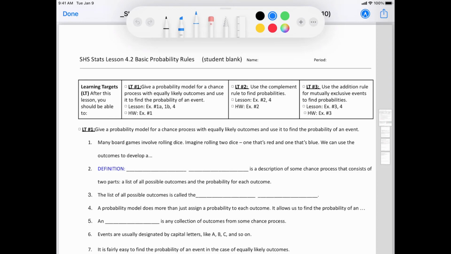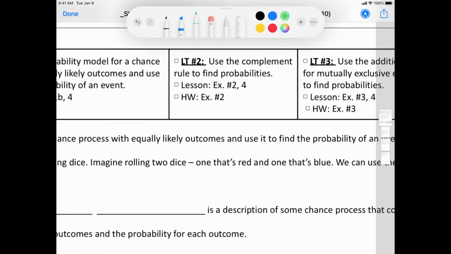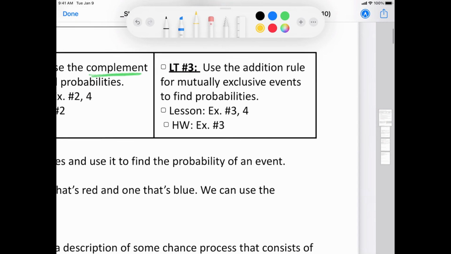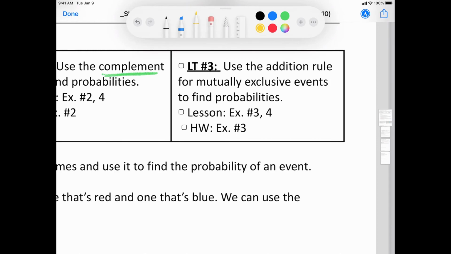Lesson 4.2, Basic Probability Rules. Learning target number 1: give a probability model for a chance process with equally likely outcomes, and use it to find the probability of an event. So basically just finding probability. Learning target number 2: find the complement. Hopefully you're thinking of a geometry word that is useful. And learning target number 3: use the addition rule for mutually exclusive events to find probabilities. Okay?